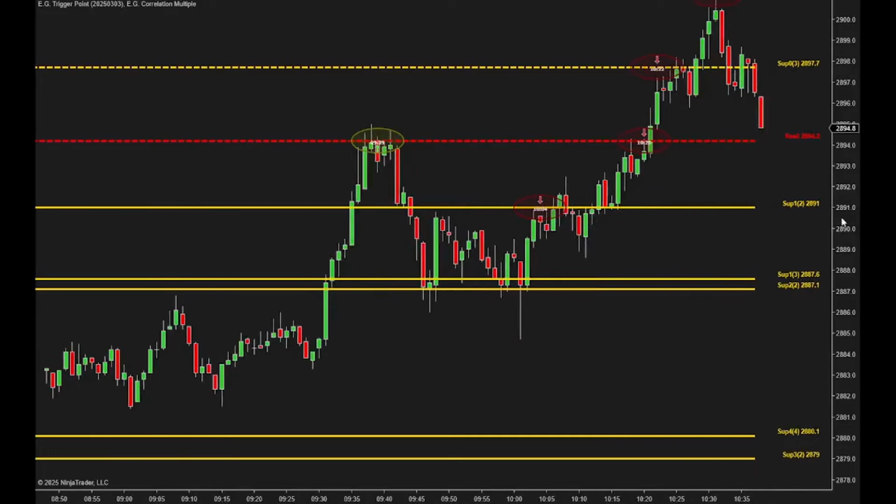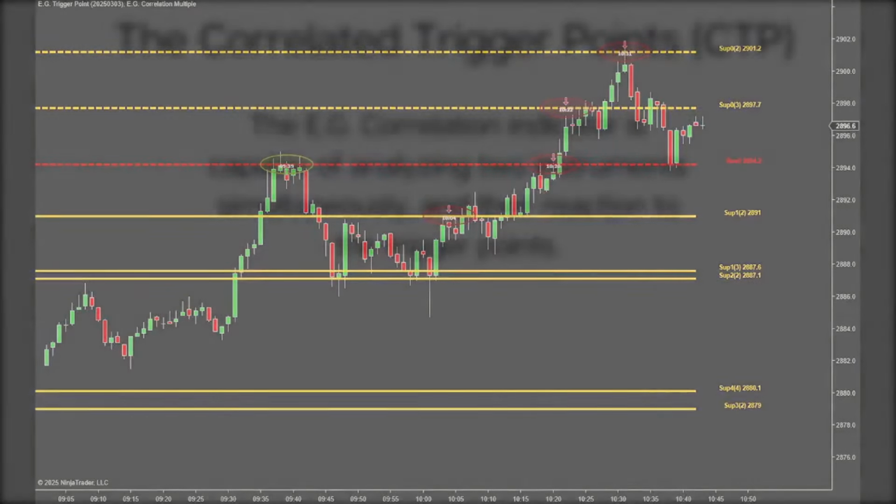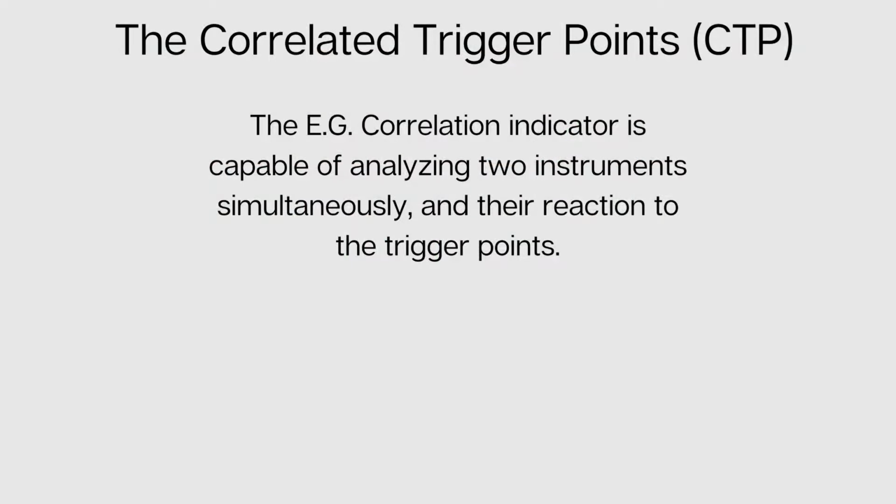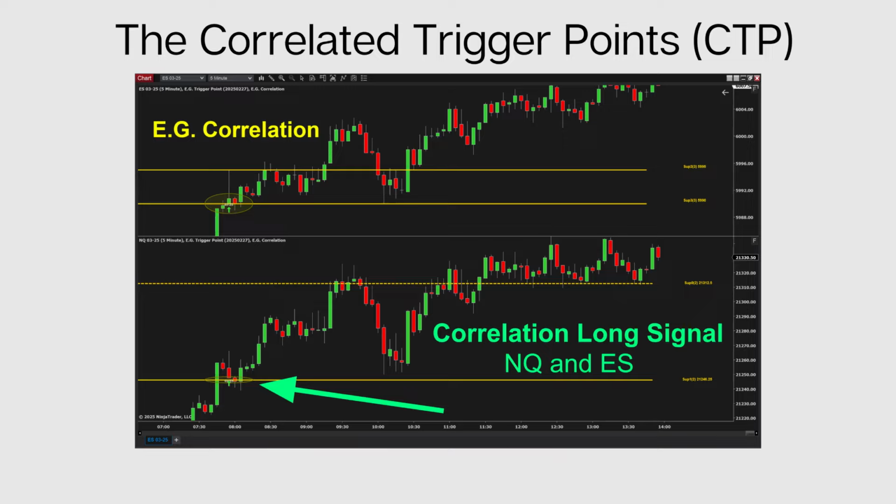So you saw the EG correlation indicator we developed. It is capable of analyzing two instruments simultaneously and their reaction to their trigger points. And the indicator produces signals accordingly. So this is a good example of ES and NQ where a long signal was generated. You can see the signals mostly do not lag.